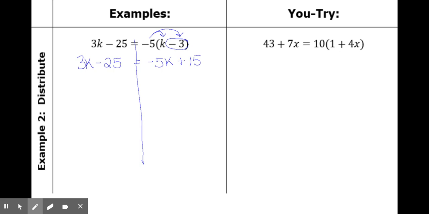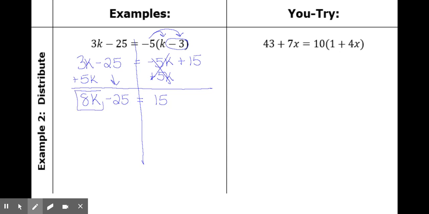The goal is to put the variables on one side and the constants on the other. It doesn't matter which way you go, but to prepare us for inequalities later in the year, we're going to put the variable on the left-hand side. So I need to move this negative 5k across the line over to the left. Anytime I cross the line, I have to do the opposite. So I'm going to add 5k in order to move it over. 3k plus 5k just makes 8k. I drop down the negative 25 equals, on the right-hand side, the k's go away, and I drop down the 15.